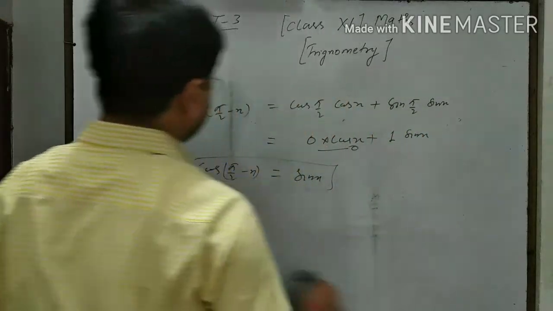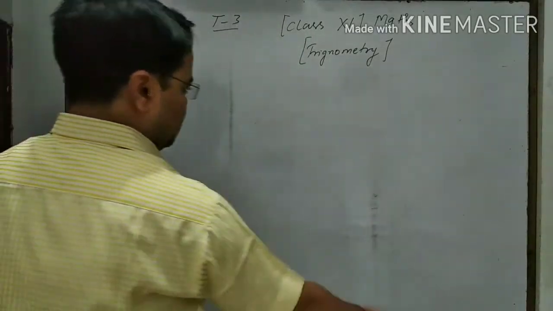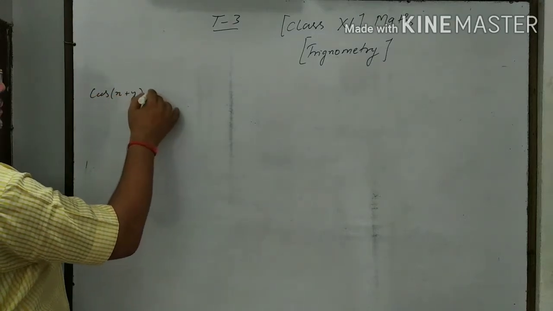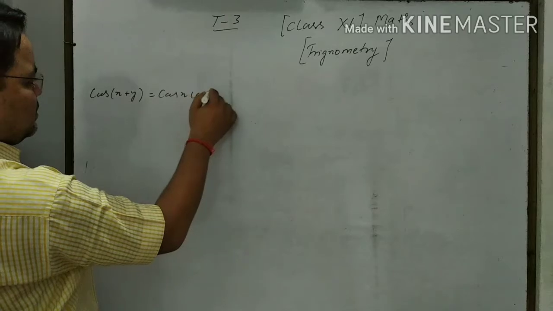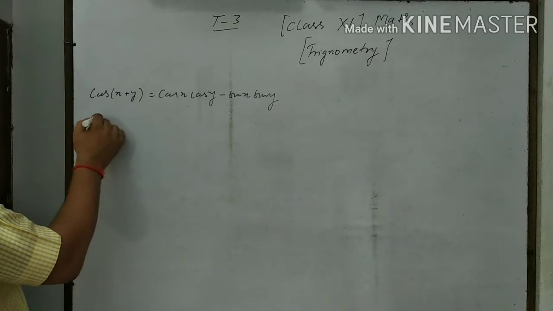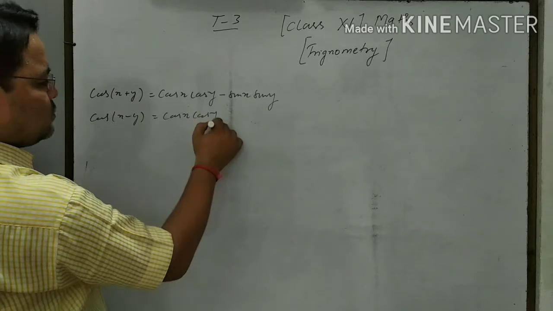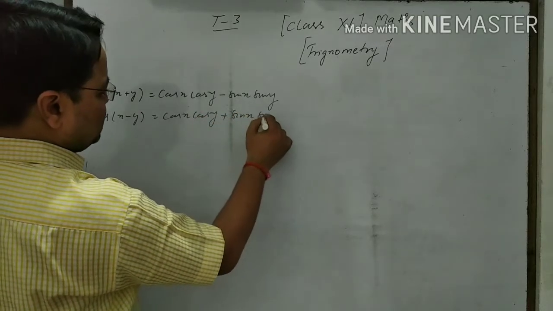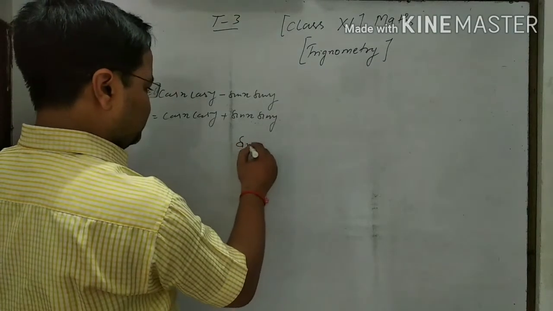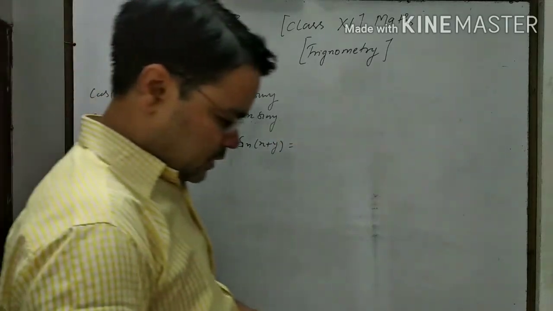Now let us see the value of, here we just proved cos(x+y) is what? Cos x cos y minus sin x sin y. Here cos(x-y) is what? Cos x cos y plus sin x sin y. Similarly we can prove sin(x+y). Okay, let us see how it can be proved.